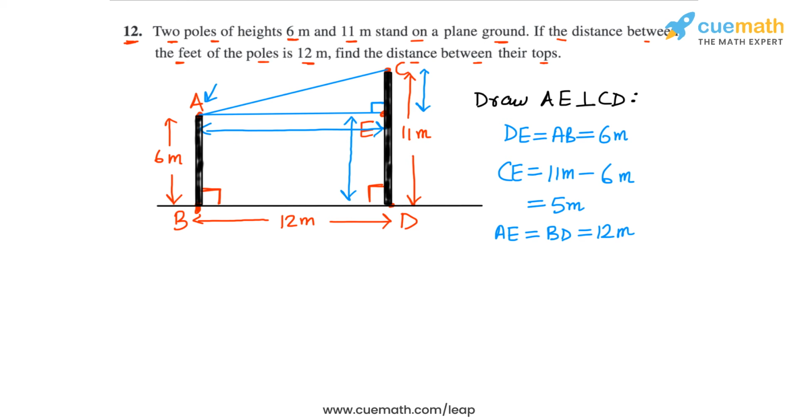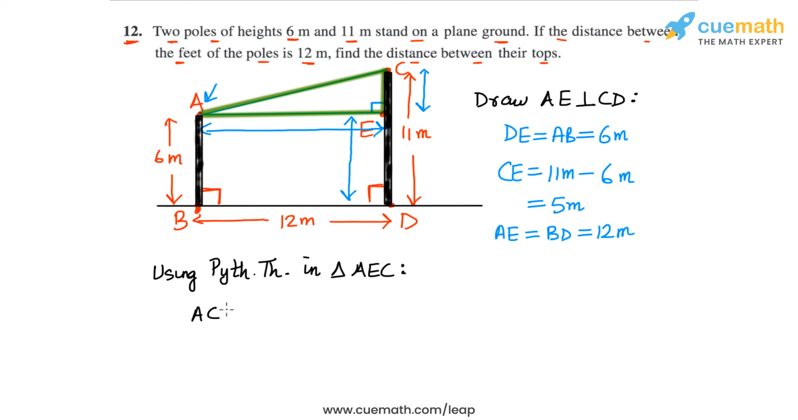Alright, now what we are going to do is take the triangle ACE. Let me highlight it for you. ACE. And now we are simply going to apply the Pythagoras theorem to this triangle, because in this triangle we already have two of the lengths and we need to find the length of the hypotenuse AC. Okay, so using the Pythagoras theorem in triangle AEC, we have to find AC.